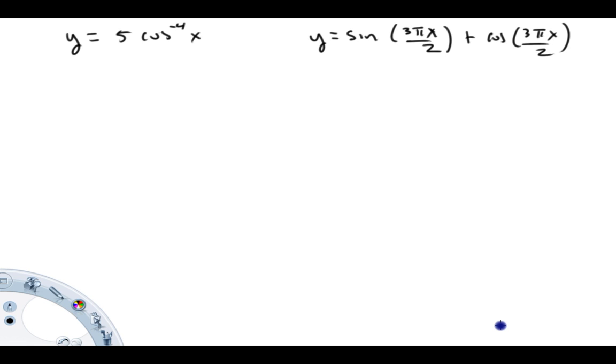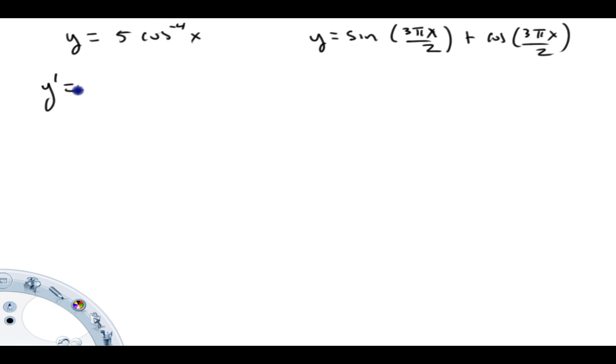The purpose of this video is just to give a couple of examples of application of the chain rule. I've got two different examples written on the page. I'm going to go through them one at a time. So the first thing we're going to do is take the function y equals 5 cosine to the negative fourth power x, and find its derivative, y prime.